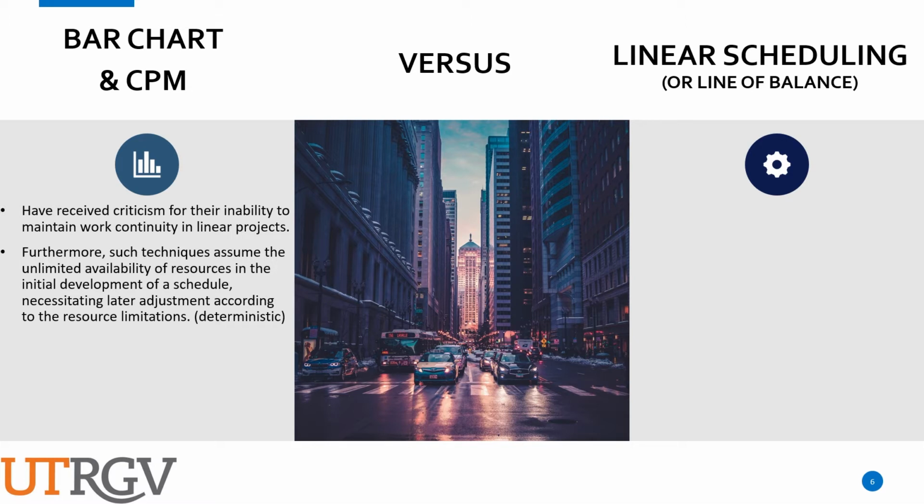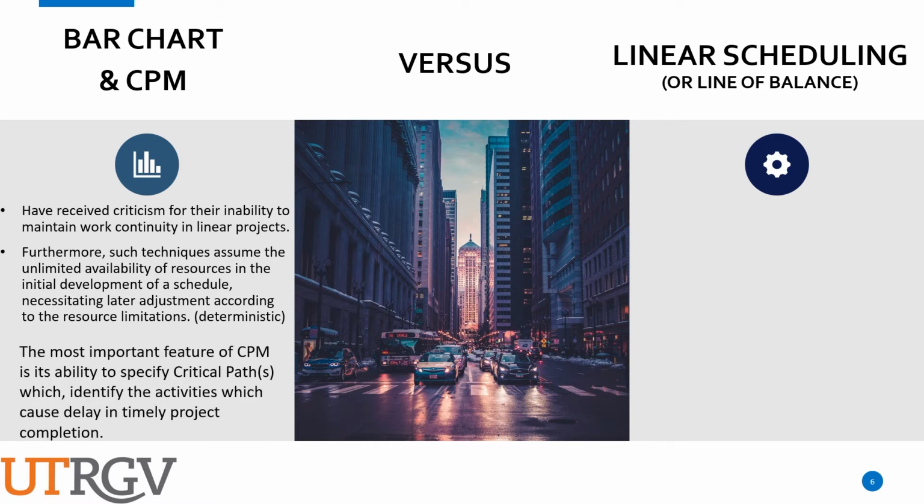So the bar chart and CPM have received criticism for their inability to maintain work continuity with linear projects. It's also very deterministic in that this technique assumes the limited availability of resources in the initial development of the schedule, which in real life tend to need adjustment all the time due to resource limitation. The most important feature of CPM is the ability to specify critical paths which identify the activities which can cause a delay in the project completion.